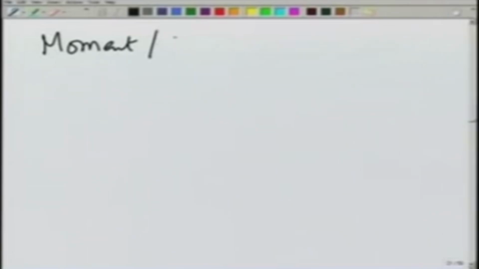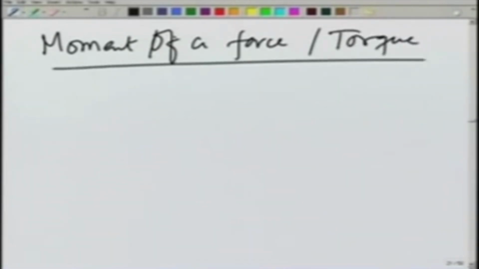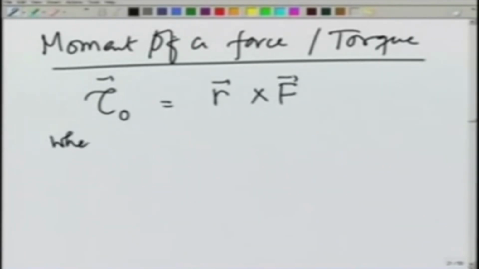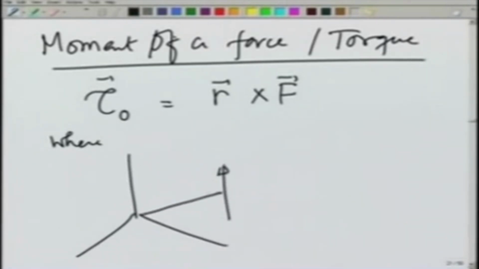As indicated earlier, the moment of a force, or torque, is given by r cross F, where r is a vector from the origin to any point on the line of action of the force.